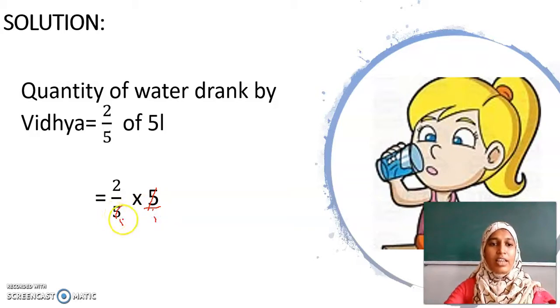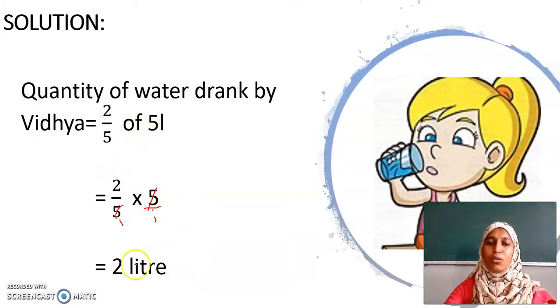I cannot cancel numerator with numerator and denominator with denominator. It is not division. Okay. So I get only 2. So she drank 2 liters of water. 2/5 of 5 is nothing but 2 liters of water. Is it clear, my dear children?